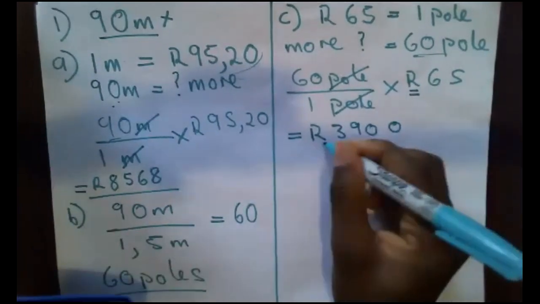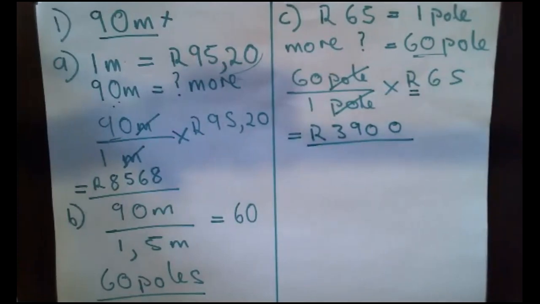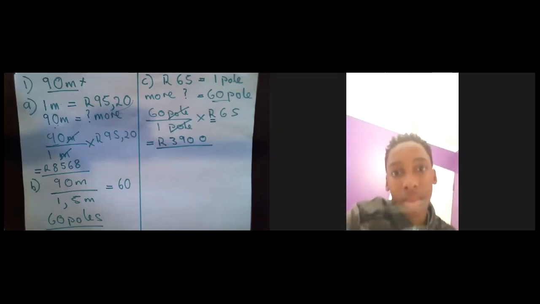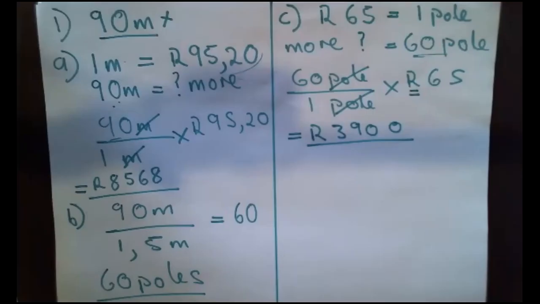We have 3,900. Great work, Magida. Great work, guys. You're doing great, guys. Keep it up. Okay? So this is the value that he is going to pay for the 60 posts. He's going to pay 3,900 francs. Okay? I'm really proud of you guys. You're really getting this. Hopefully that is what you're going to do at the end of the year.